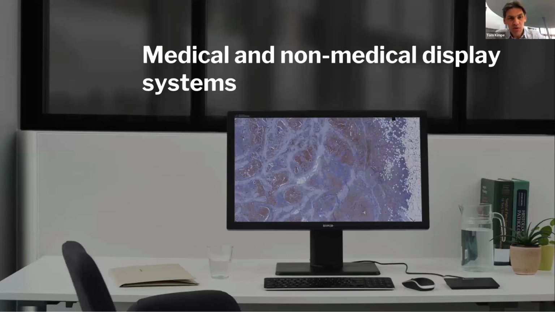So that was a little bit of theory. I hope you're still with me. The next part that I want to talk about is medical and non-medical display systems. Because they're both displays, they look very similar, but they have completely different functionality, completely different behavior.